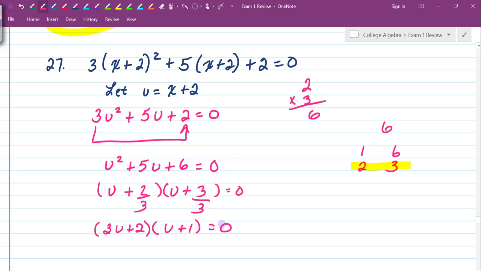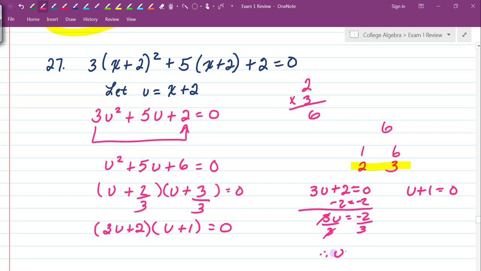So let's solve for u. So we will say 3u plus 2 is equal to 0. And then we have u plus 1 equals 0. So we subtract 2 from both sides, and we get 3u is equal to negative 2. Divide both sides through by 3, and we get therefore u is equal to negative 2/3. Over here we will end up with u is equal to negative 1. Now again, that is what u equals. We must continue on with our work to find out what x equals.